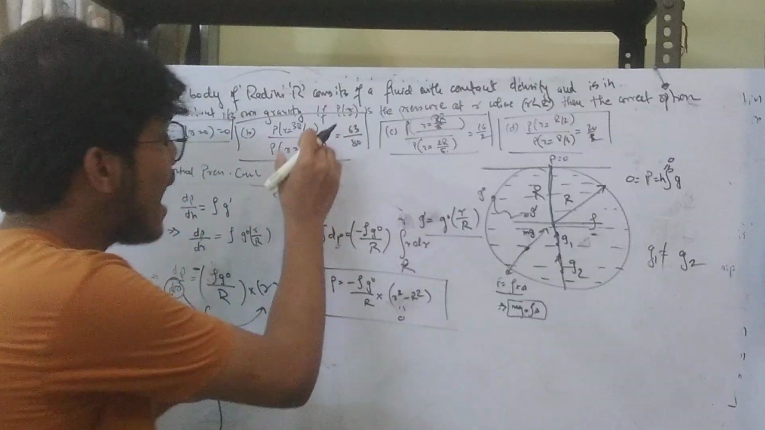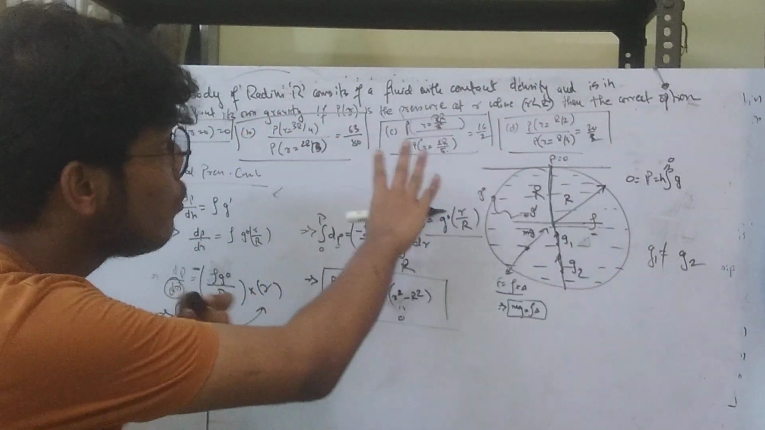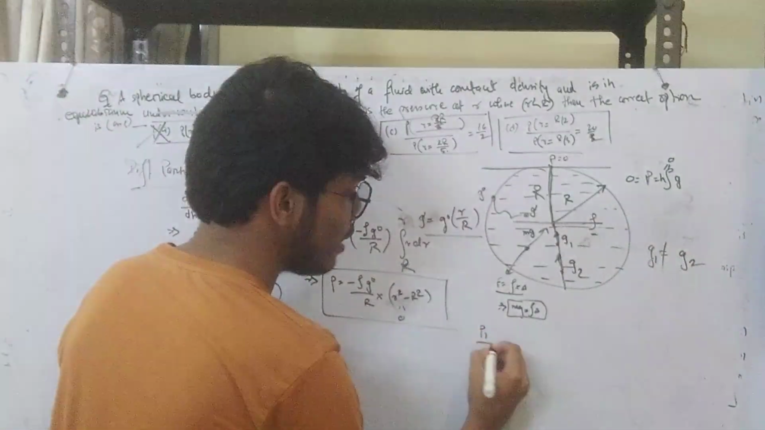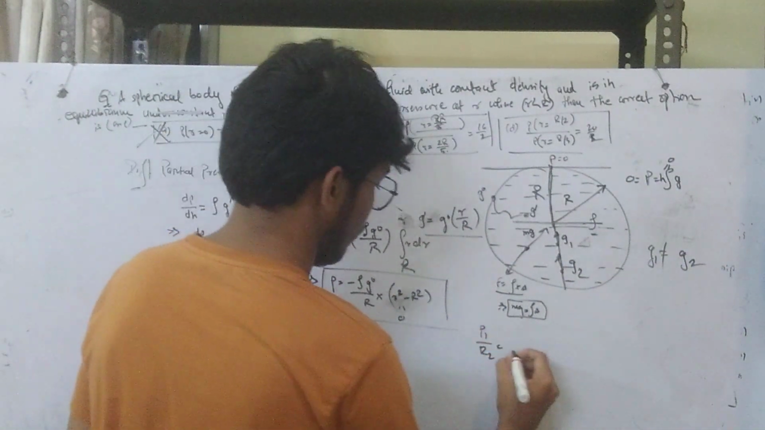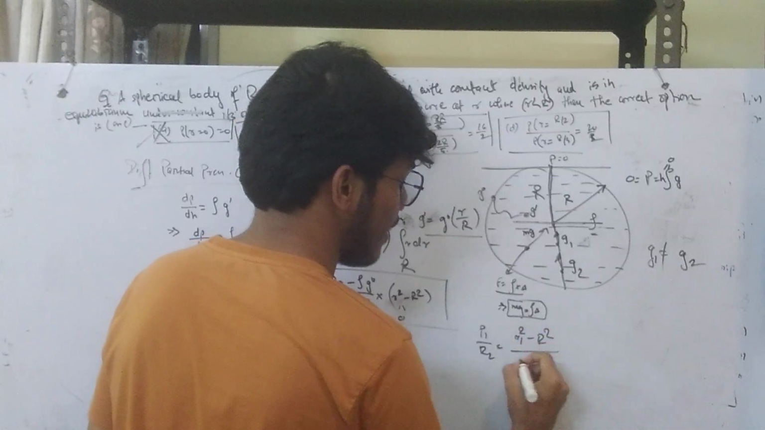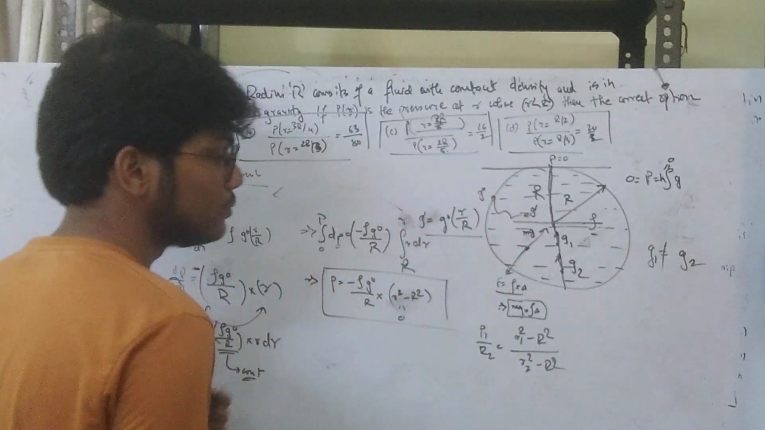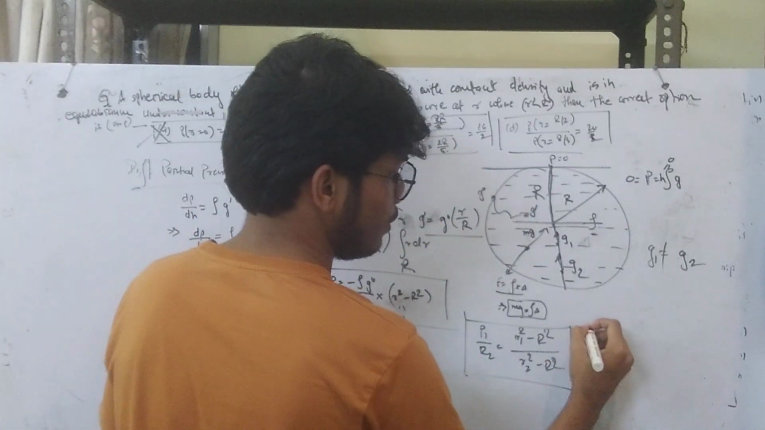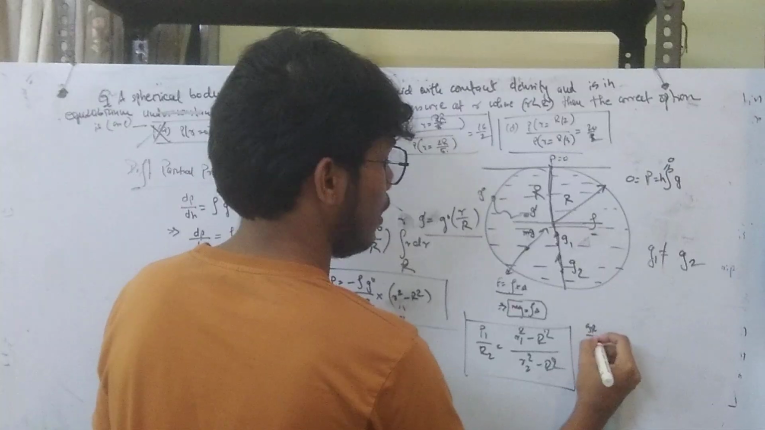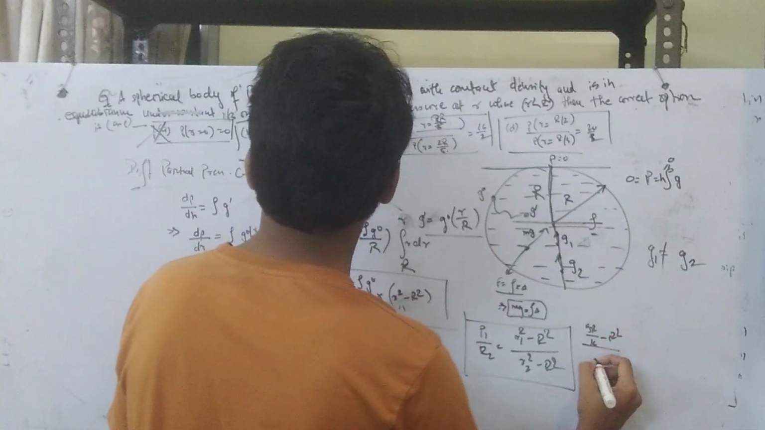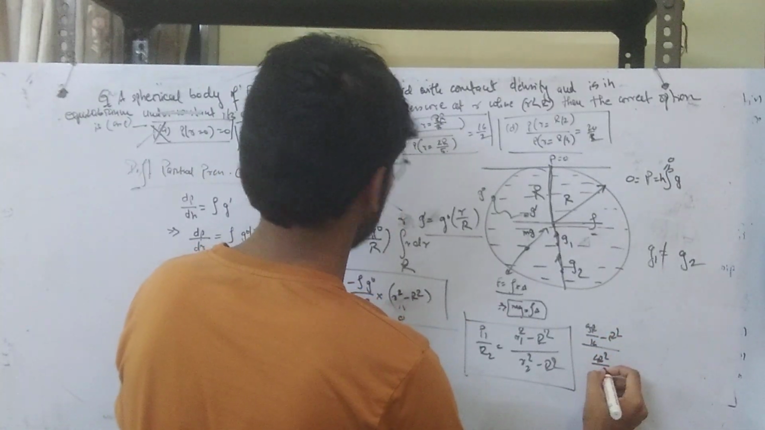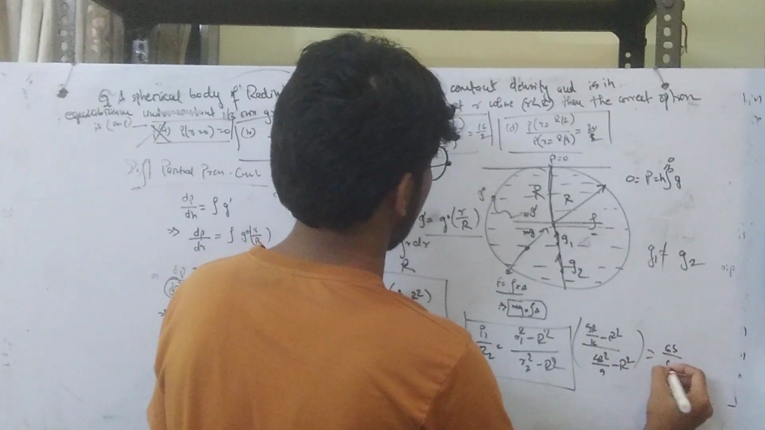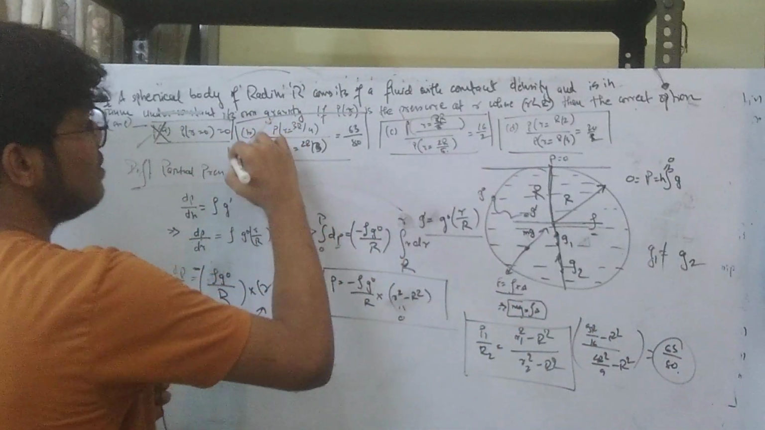Next, P at r equals to 3R by 4. Here the three options are comparisons of pressure. So for comparison of pressure, what we can do? P1 by P2 is equal to R1 square minus r square by R2 square minus r square. Now, if I write here, R1 square is 9R square by 16 minus R square by 4R square by 9 minus R square, which will be 63 by 80. So this is the correct option. B is the correct one.